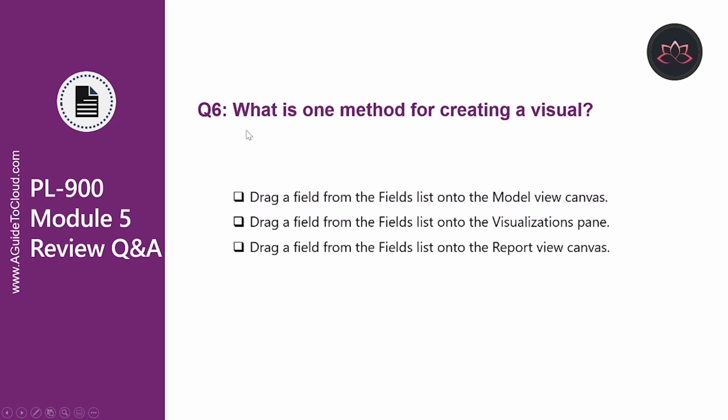Let's look at question number 6. What is one method for creating a visual? Is it drag a field from the field list onto the model view canvas? No, it is definitely not the visualization pane as well. So the correct answer is drag a field from the fields list onto the report view canvas. Dragging any field from the field list onto the open white space of the canvas will automatically create a default visual for that data type.